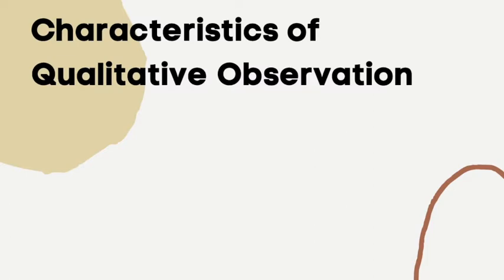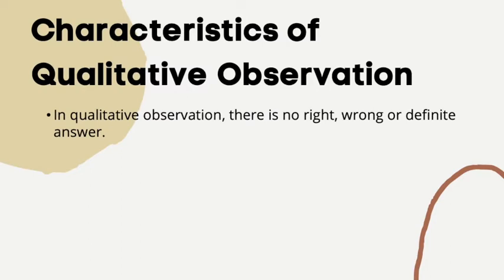What are the characteristics of qualitative observation? In qualitative observation, there is no right or wrong or definite answer. In this method, the researcher is keen on gathering varying answers because the more dynamic the data sample is, the better the research outcome.